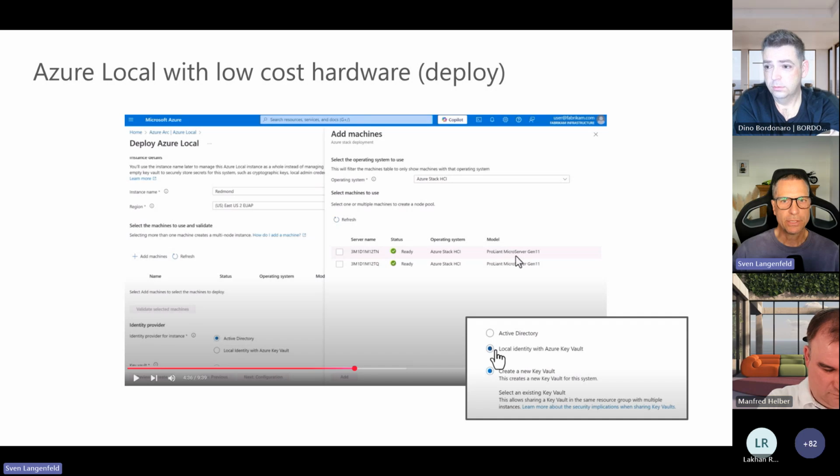Okay. And the other question is, is this something we will only have with the low-cost hardware? I think the answer is no. This will be an option for Azure Local all up.